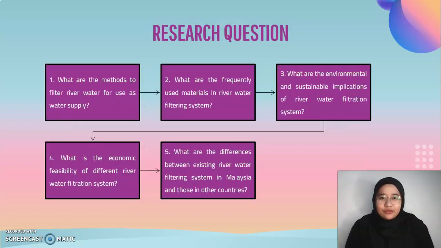Now we go to the research questions. First one, what are the methods to filter river water for use as water supply? Secondly, what are the frequently used materials in river water filtering systems? Next, what are the environmental and sustainable implications of river water filtration systems? Next, what is the economic feasibility of different river water filtration systems? And last one, what are the differences between existing river water filtering systems in Malaysia and those in other countries?